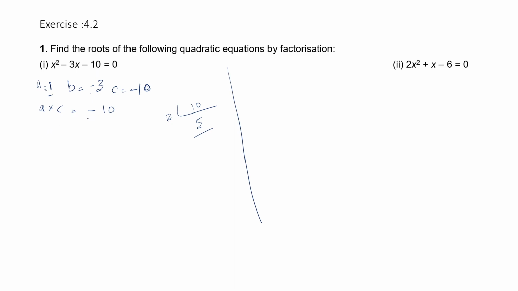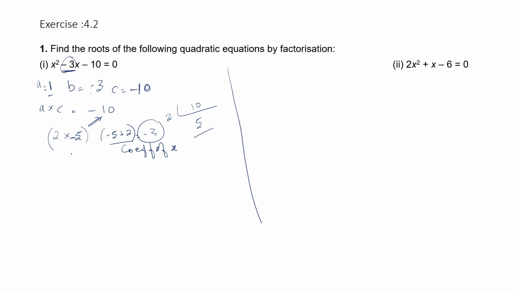So 2 and 5, when I multiply 2 and 5, I should get minus 10. So one should be minus. So which should be minus? 5 should be minus, because on adding that I should get minus 3. Minus 5 plus 2 will get minus 3, and on multiplying I will get minus 10. This will give the coefficient of x. The answer will be the coefficient of x, minus 3 here, right?